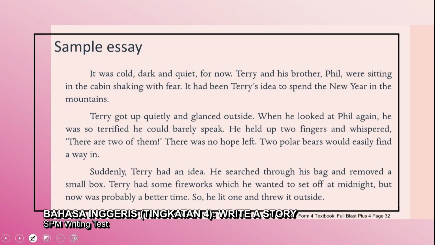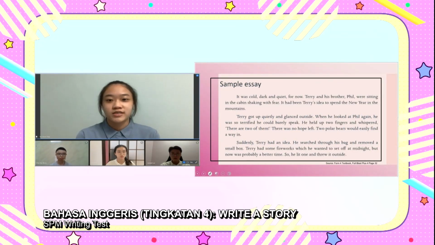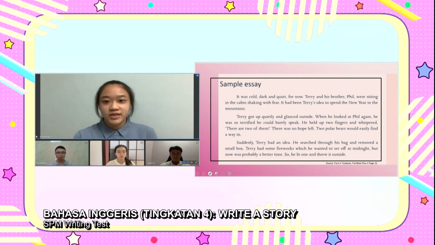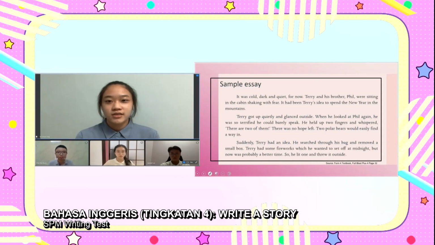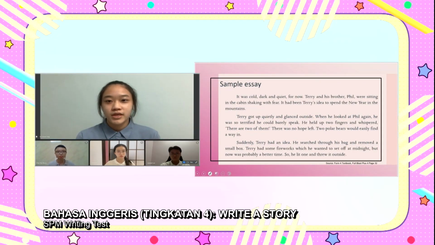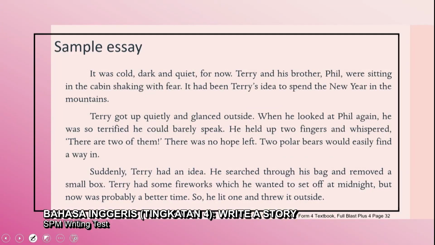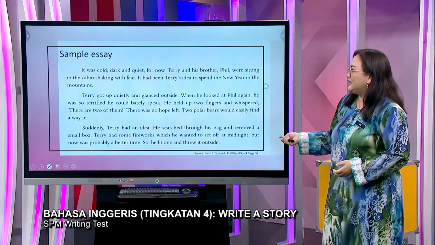Other than past tense, any other tenses? I think the writer also uses past continuous tense. For example? The words "were sitting" in the first paragraph. Anything else? And the last is present tense. Why present tense? In paragraph 2, "Terry whispered to Phil. There are 2 of them." Thank you so much. Yes, we have past tense, past continuous, and present tense here. Correct.